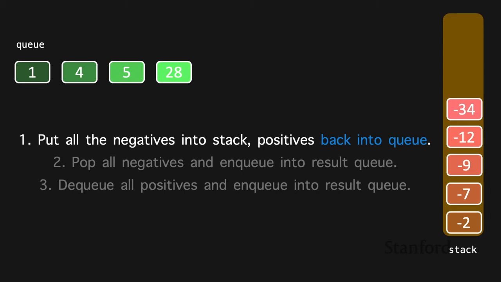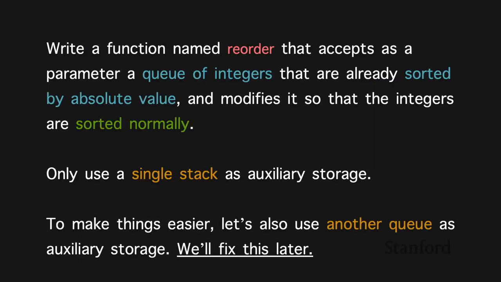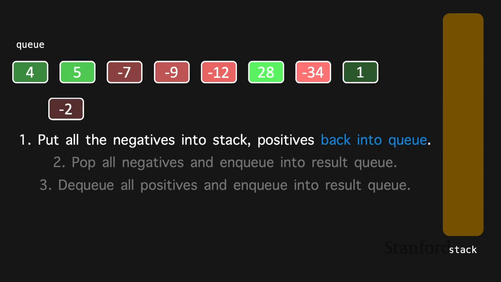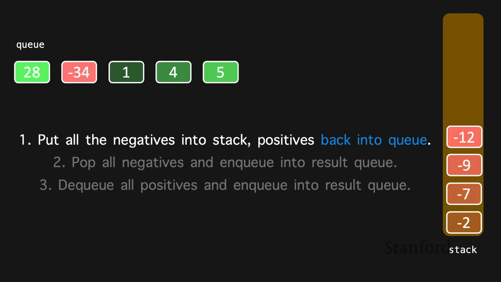The other way is a little bit more complicated. As you're going through this, you keep calculating the absolute values. Here the absolute value is 7, 9, 12, 28, 34. Then when the next element has a sudden drop in absolute value, you know that you're back at the positives, because the original queue was in increasing absolute value order. That's one way you could do it, but why not just save the size of the queue?